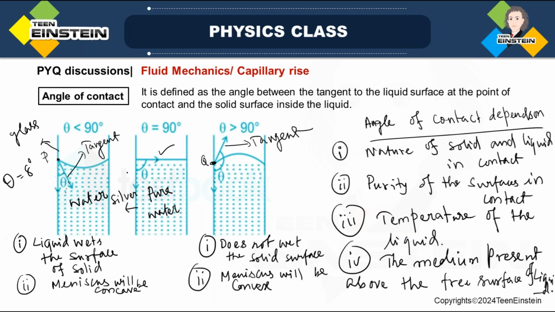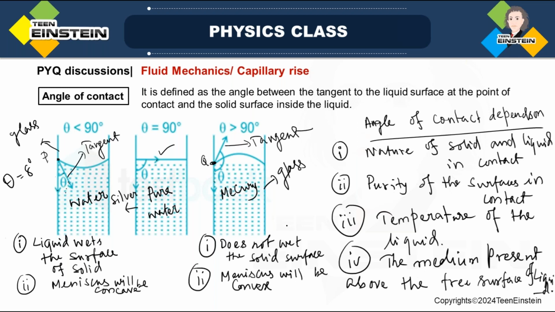There will be no depression or no rise of the liquid at the point of contact. So this is the silver and pure water combination. This is actually glass and this is mercury.